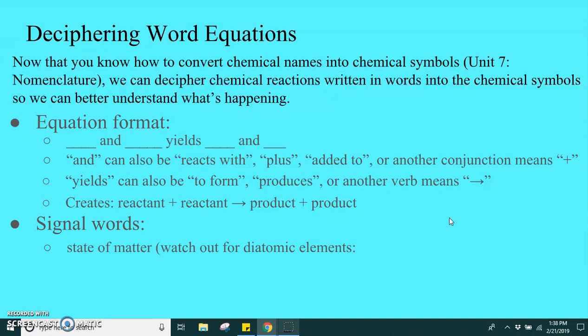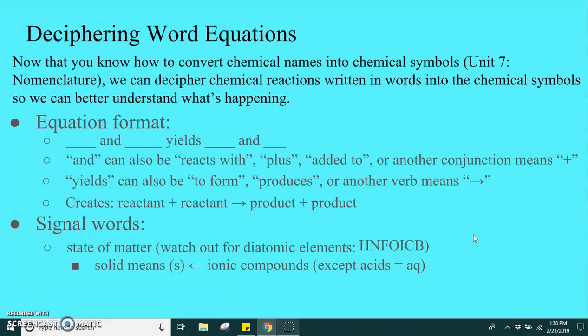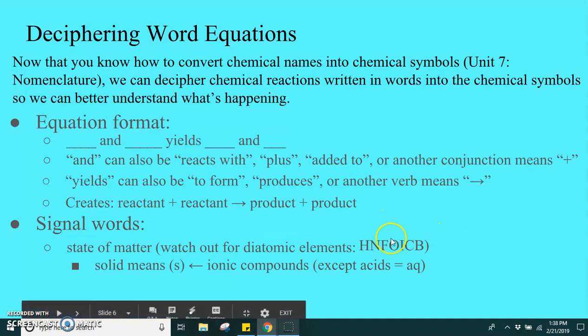There's some signal words to pay attention to. They might tell you the states of matter. Watch out for our diatomic elements: nitrogen, oxygen, fluorine, chlorine, bromine, iodine, and hydrogen. These guys, when they are by themselves, they exist as pairs, and we'll talk about them in a little bit.